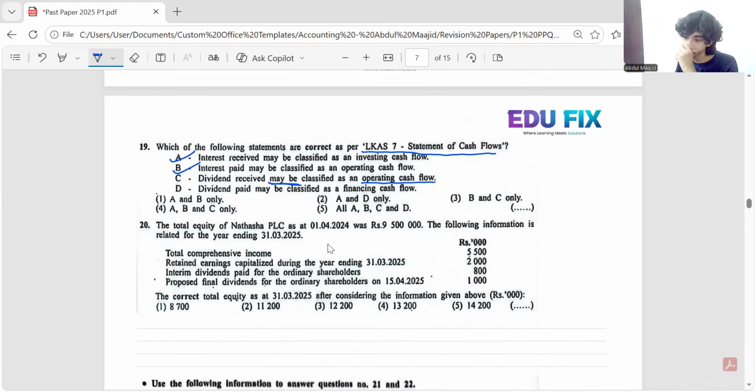an investing activity. Now, what if they say dividend received is an operating cash flow? Then it might be wrong. But here they are using the words may be, right? It could be classified as operating cash flow. Therefore, it is correct. Then D. Dividend paid may be classified as a financing cash flow. Yes, when you pay dividend, that is a financing activity. Therefore, all are correct. Answer number 5.